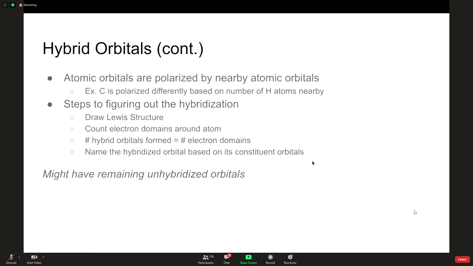Another thing we talked about was hybridization. Basically your atomic orbitals are polarized by nearby atomic orbitals. So a carbon is polarized differently based on the number of hydrogen atoms nearby it.